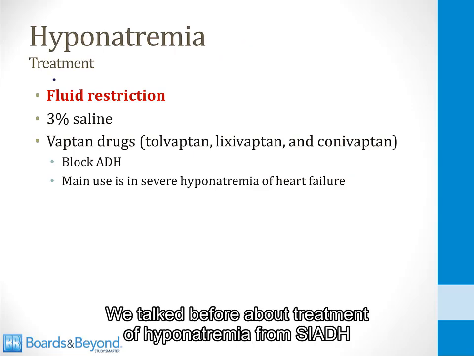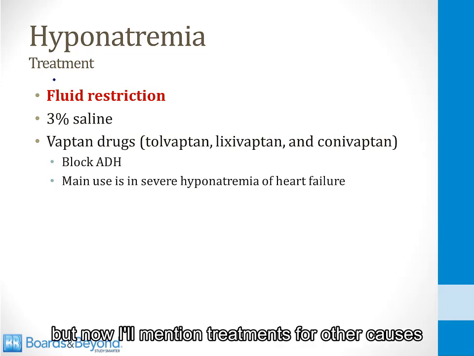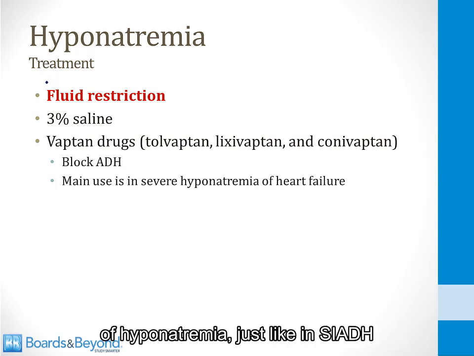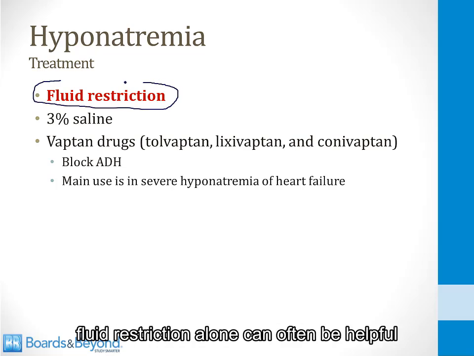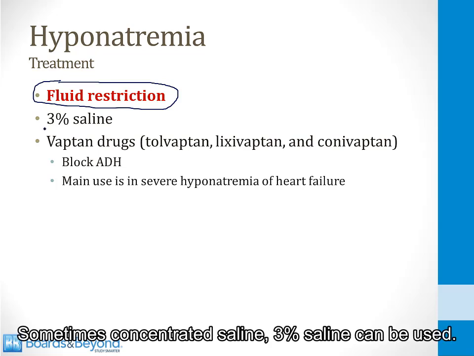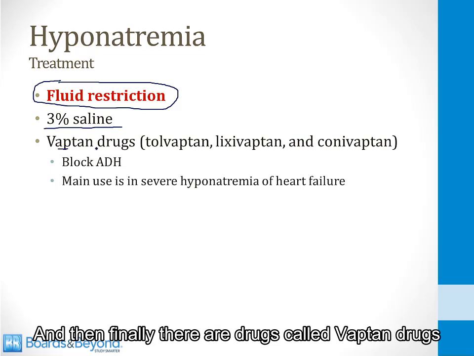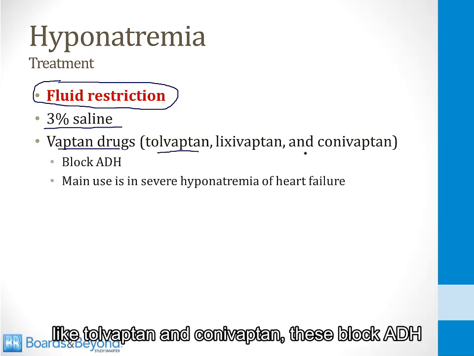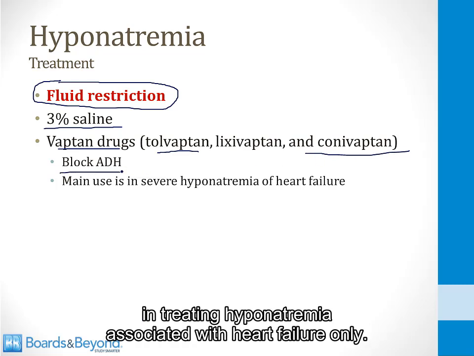We talked before about treatment of hyponatremia from SIADH, but now I'll mention treatments for other causes of hyponatremia. Just like in SIADH, fluid restriction alone can often be helpful to raise the serum sodium. Sometimes concentrated saline, 3% saline, can be used. And then finally, there are drugs called Vaptan drugs like tolvaptan and conivaptan. These block ADH, and they've been shown to be effective in treating hyponatremia associated with heart failure only.